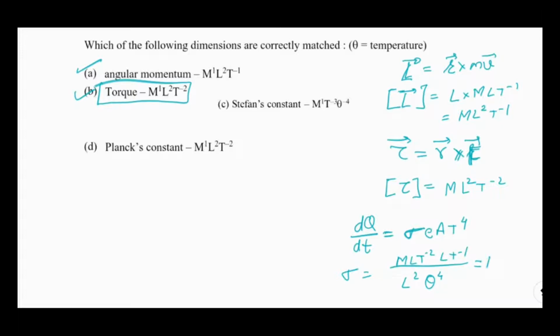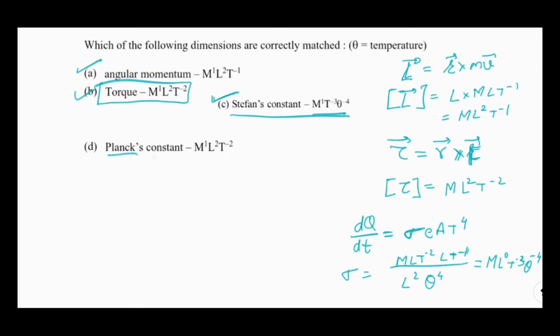Now it's coming out to be m to the power 1, L to the power, here it is 1, here it is 1, and in the denominator it is 2, so L to the power will become 0. Time to the power minus 2 and time to the power minus 3, sorry, because of this velocity time to the power minus 3 will be there, and theta to the power minus 4. So by solving I am getting m to the power 1, L to the power 0, L is not mentioned here, t to the power minus 3 and theta to the power minus 4. By comparing, Stefan's constant is correctly matched.